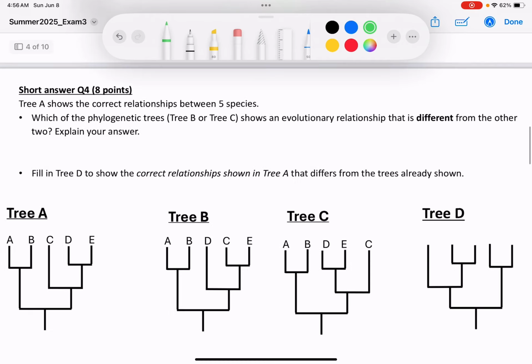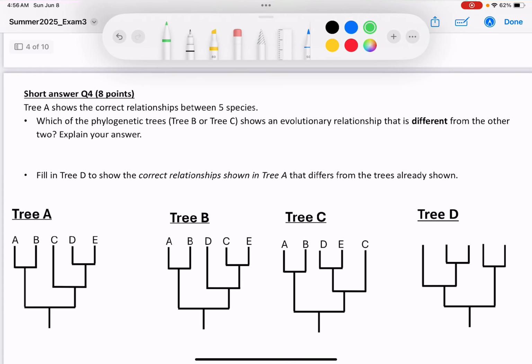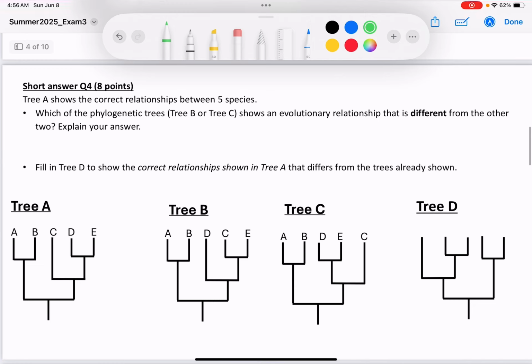All right, so question 4, tree A shows the correct relationships between 5 species. Okay, so A and B are most closely related, D and E are really closely related, and then C is closer to D and E than it is to A and B. Okay, which of the phylogenetic trees, B or C, shows an evolutionary relationship that is different from the other two? Okay, so A and B are shared here, and then C and E are different here. Okay, so if D and E should be closely related, and here it says C and E, then this is the difference, right?